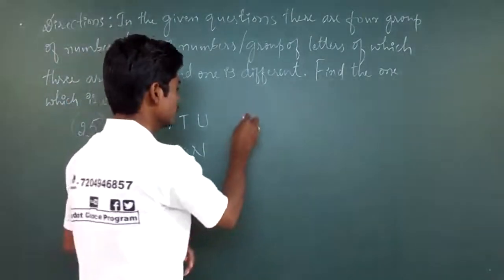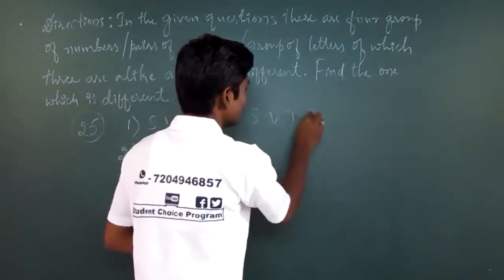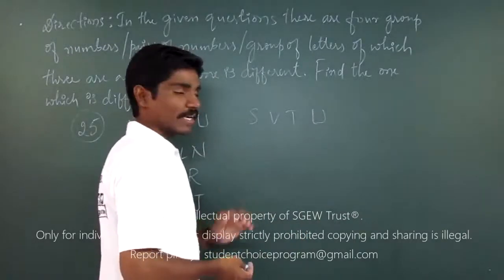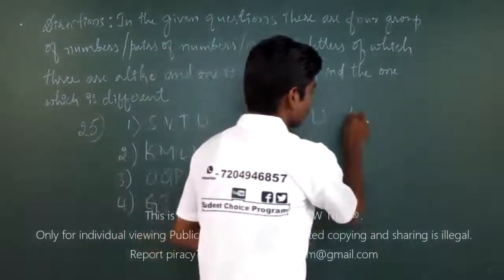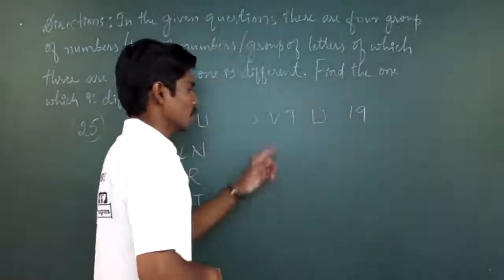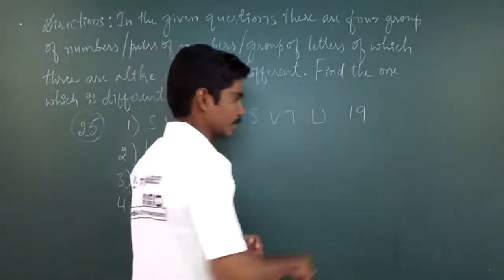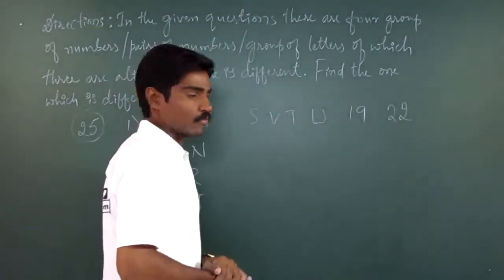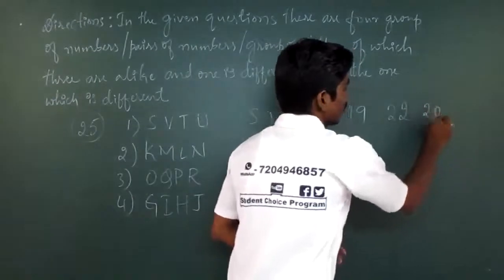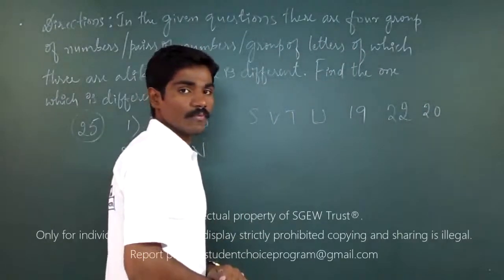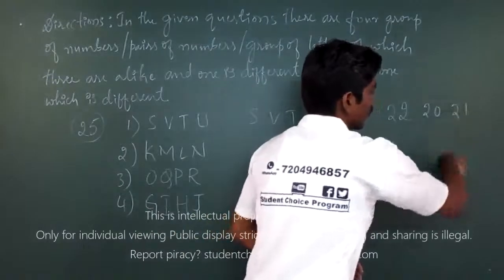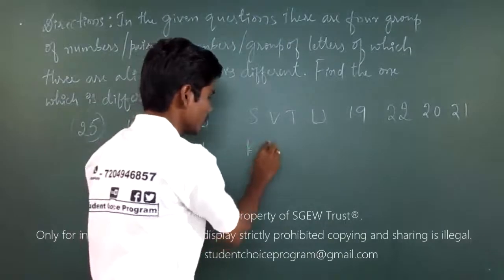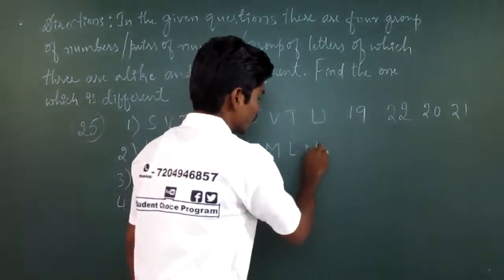For that, let me consider SVTU. Now let me write the positions of these letters. What is the position of letter S? Of course it is 19. What is the position of the letter V? It is 22. Now what is the position of the letter T? Of course it is 20. And what is the position of the letter U? Of course it is 21.